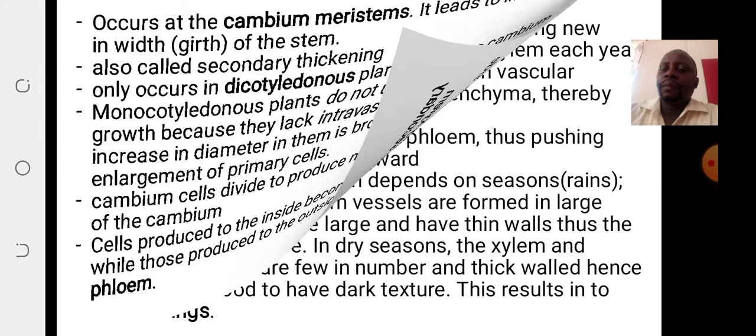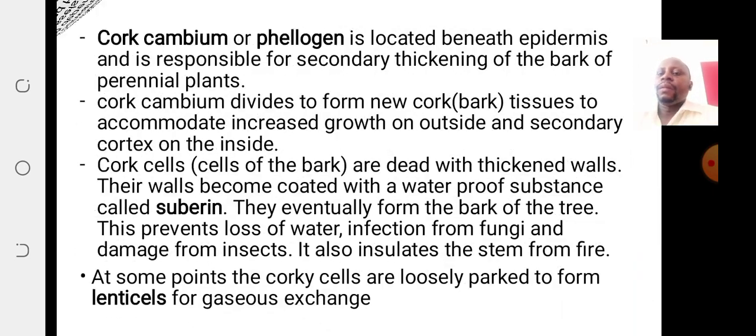Now, the cork cambium or phellogen is located beneath the epidermis and is responsible for secondary thickening of the bark of perennial plants. So the cork cambium, which is found beneath the bark, is responsible for formation of a new bark. You might have noticed that as the plant grows, an old bark is usually shed off, and immediately it is replaced by a new bark. That new bark is produced by the cork cambium.